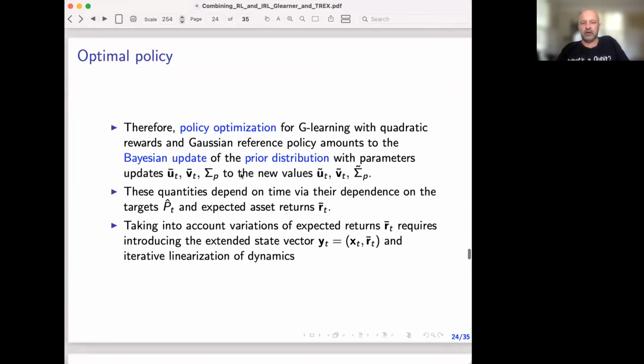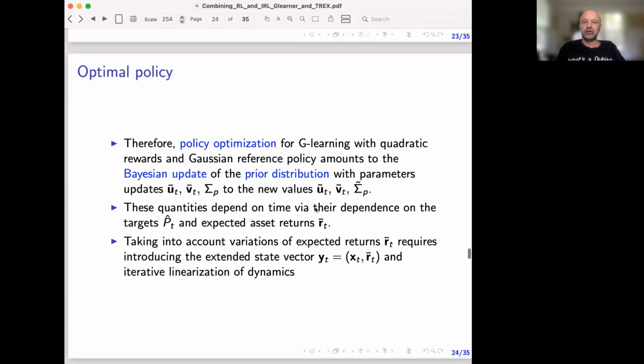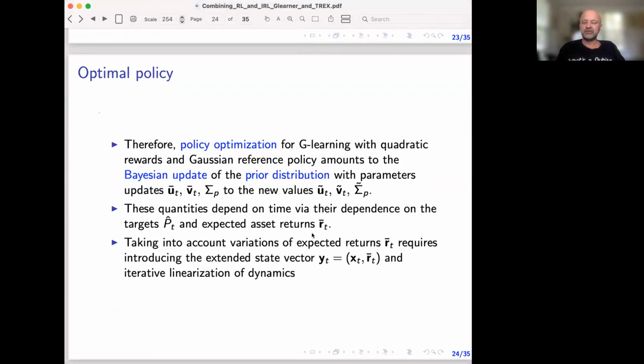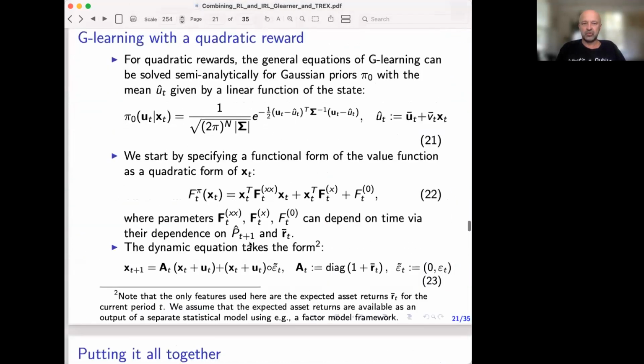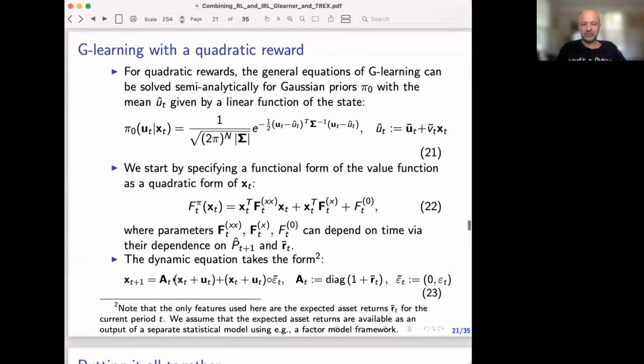So the short summary so far is presented here. As I said, the policy optimization amounts to Bayesian update of parameters of the policy from old values to the new values. Now the parameters of these quadratic forms for the f function and g function depend on time through their dependence on the targets, these P hat quantities, and also on expected asset returns. If we treat expected asset returns as just fixed parameters, then these equations, including those that I didn't show, are all that is needed according to these dynamics equations. So you see that if this is a fixed parameter, this is the fully linear dynamics, right?